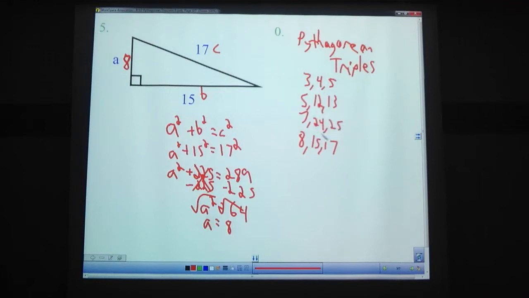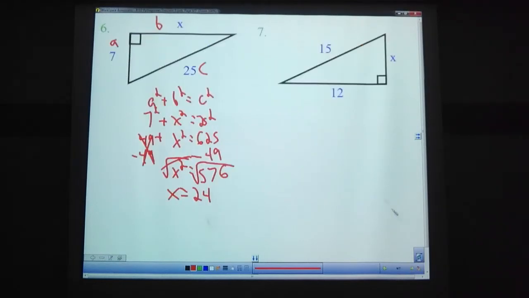These four you should have memorized. You should know all four of them. Number 7, we have x, 12, and 15. So we can call it a, b, and c. a squared plus b squared equals c squared. So a, that's our x, b is 12, c is 15.